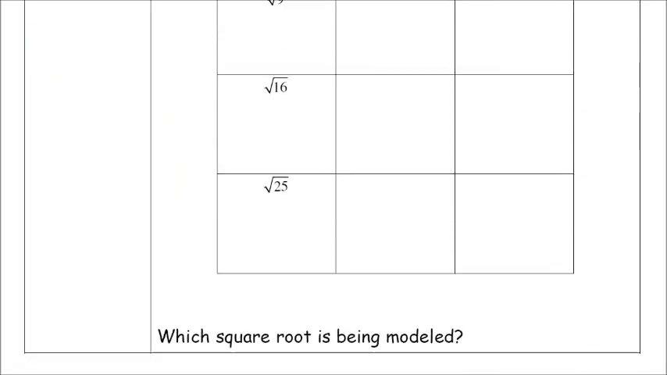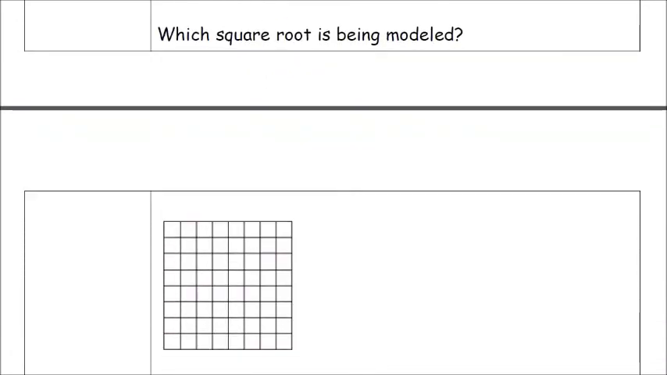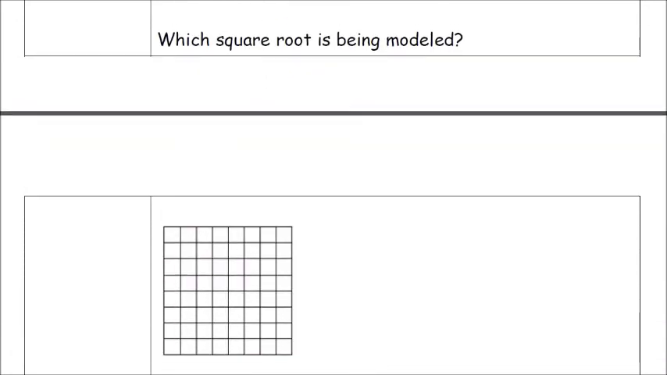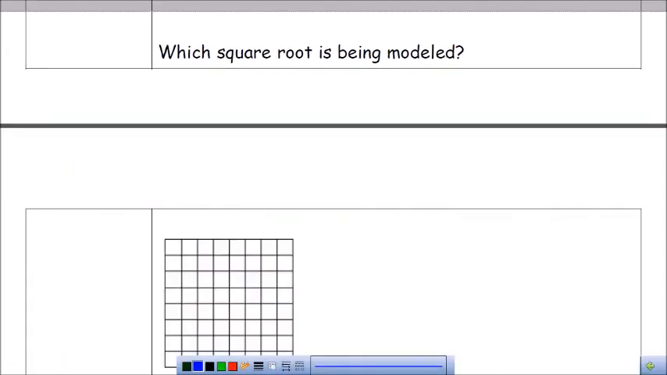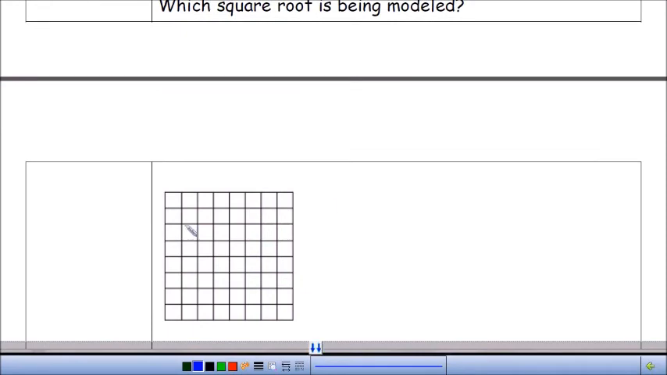So I'll go ahead and let you fill out the rest of it. That's 16 and 25. And on the next side is which square root is being modeled. Well, we're looking at this one right here, right? So we're looking at the square root, not the perfect square. Be careful with that, because a lot of people get that mixed up.